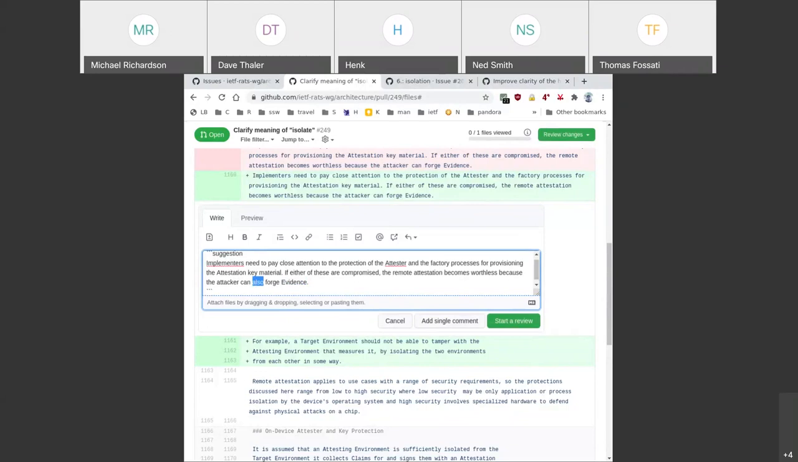So how about "the attacker can forge evidence or manipulate the attester"? It would be the attesting environment, maybe? Isn't the attesting environment the point here? Yeah, that's fine with me too. Yeah, that's okay with me. Okay.